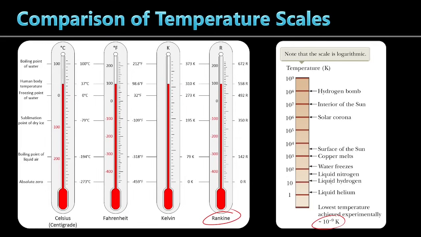Now, liquid helium has a temperature that is close to 1 Kelvin. Liquid nitrogen, liquid hydrogen, okay? Water freezes at close to 100 kelvins. Copper melts at approximately 10 cube or 1000 kelvins. Take note that the temperature here is in kelvins. Now, the surface of the sun has a temperature in between 10,000 and 1,000 kelvins. This is the temperature of the solar corona.